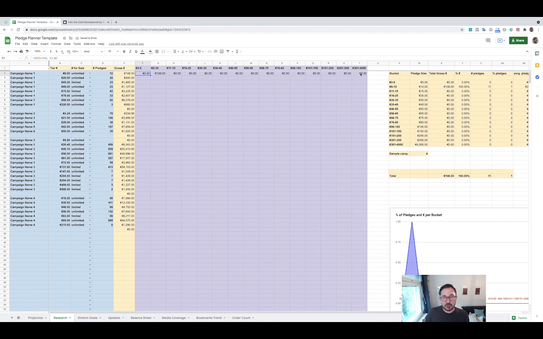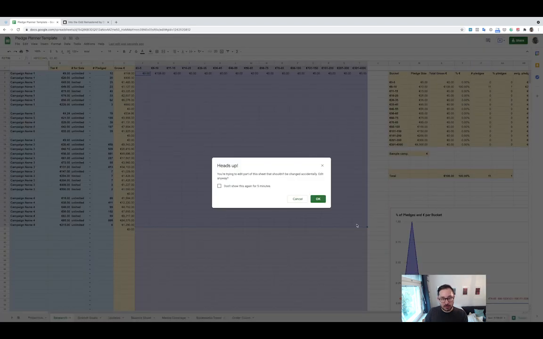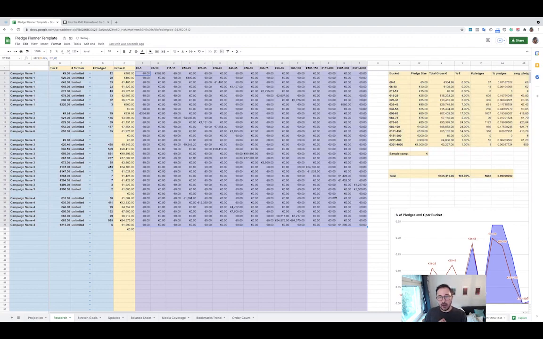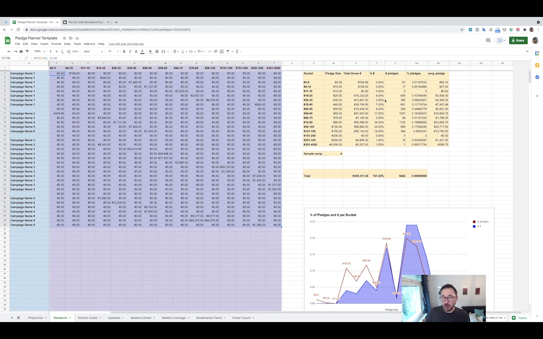The only thing you need to do is grab this row of results, which is telling us in which bucket things like the pledges are going to be. You just grab it and bring it down until you cover all the campaigns, and this will autofill itself. Once it's filling itself, it also adds data to this table here, which has interesting information, especially like what was the total gross for the campaigns in a specific bucket, how many were the pledges, total pledges, the percentage, average pledge, and so on.